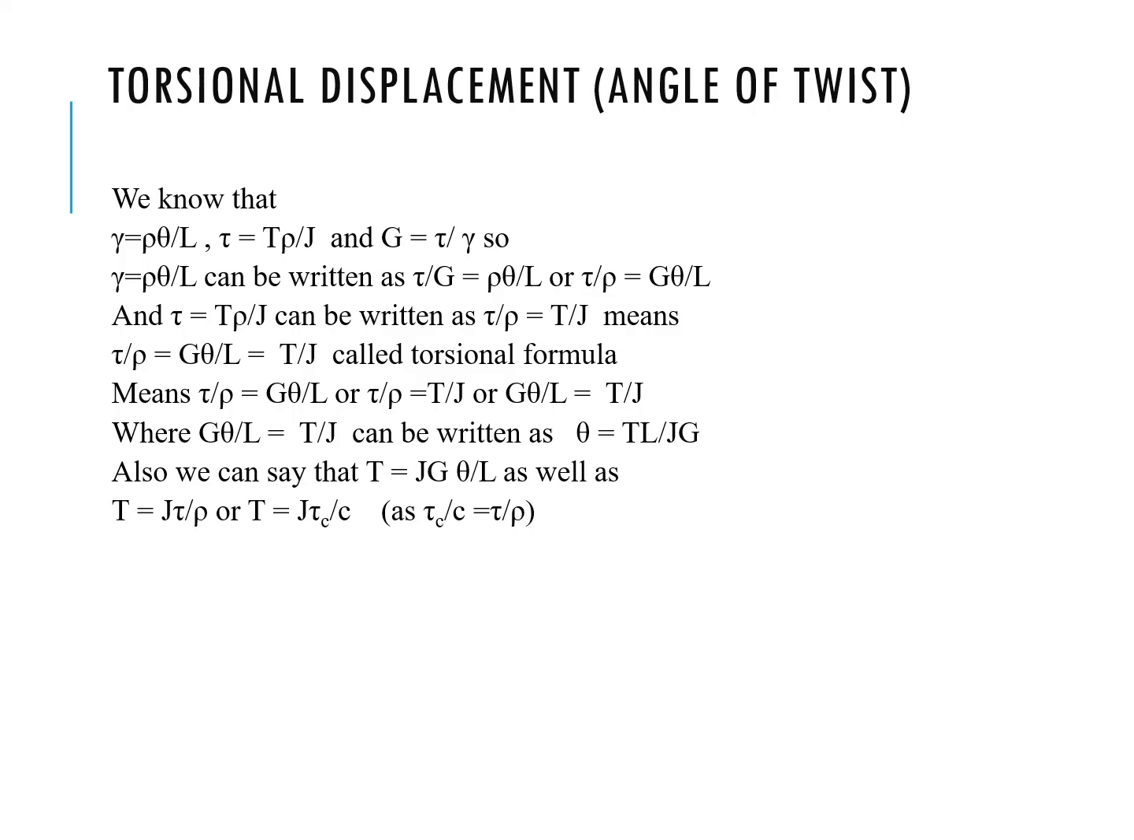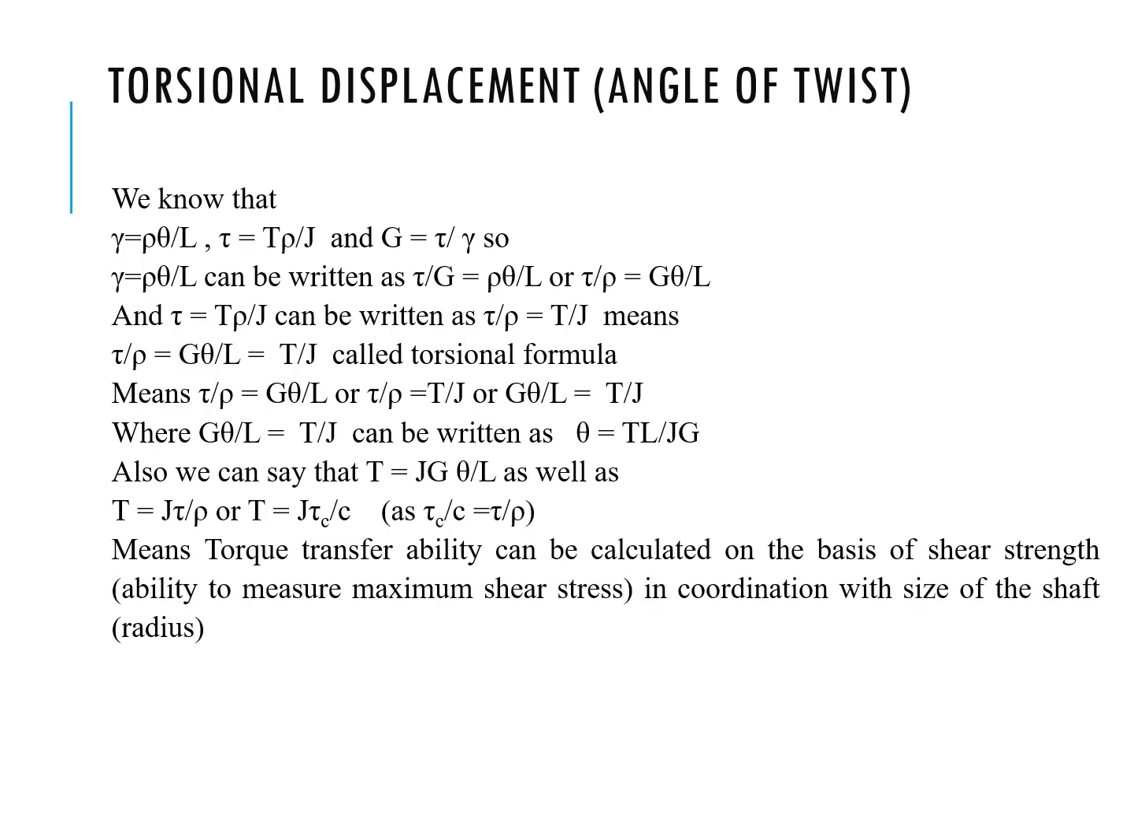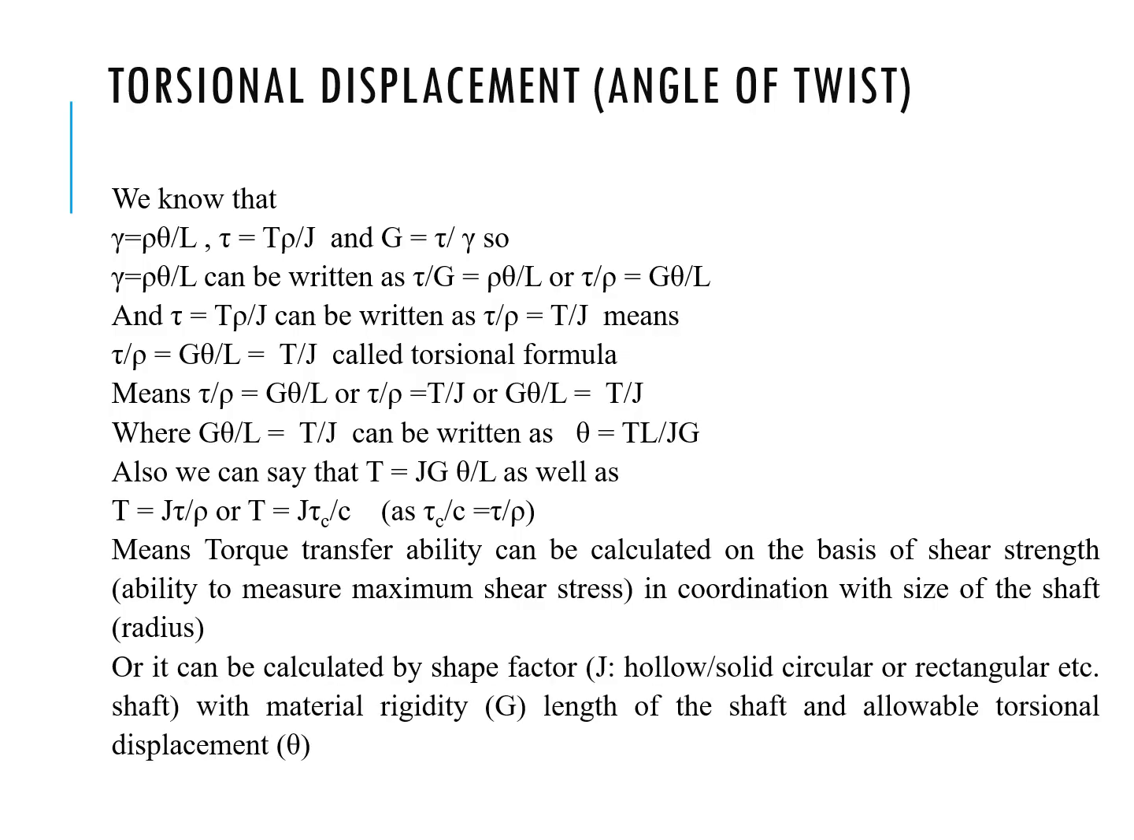These two equations are different. In one equation we consider the material type like steel and the angle of twist. In the other we consider the maximum allowable shear stress the metal can bear. So while designing we use both of these equations, and then we can finalize how much torque the material can transfer. The other description you can go through yourself.